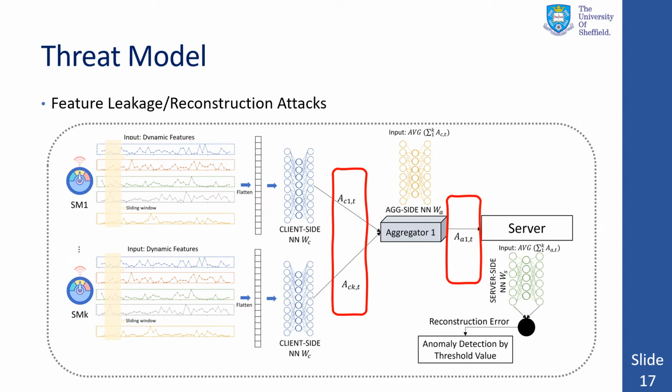The final set of attacks that we have is feature leakage attacks, or reconstruction attacks. In these attacks, the attacker tries to sniff or eavesdrop on the activations that are sent between the client and the aggregator, or on the communication channel between the aggregator and the server. By doing so, the attacker tries to infer the original data from those activations.